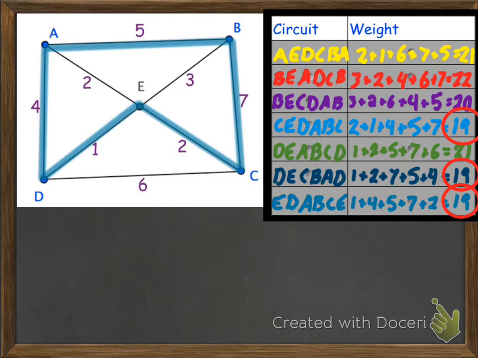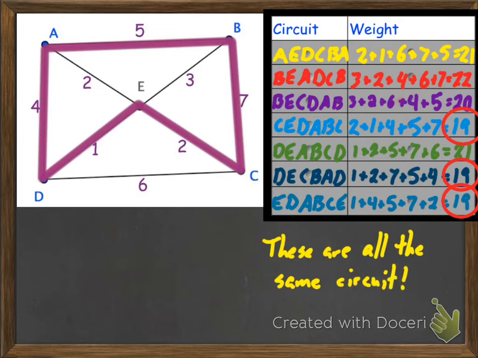It turns out these are all the same path, right? They're just rewritten in different orders. So this is the last one here, which was E, D, A, B, C, E. Let's look at this one here, C, E, D, A, B, C. That's the exact same path. And so is this last one here, D, E, C, B, A, D. That's the same path. So they're really all just the same circuit. So we're just kind of triple counting that same circuit.